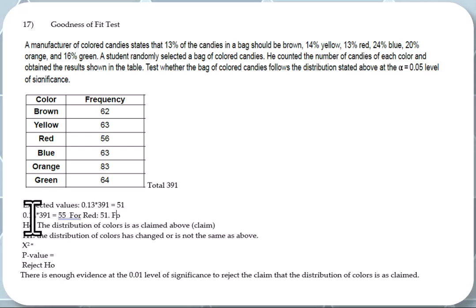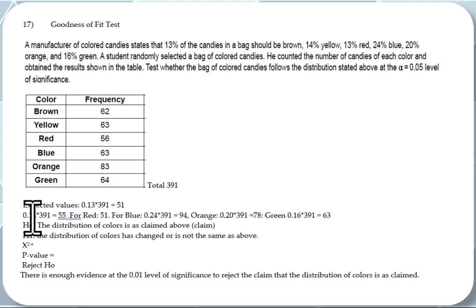For blue, it should be 24%, so 0.24 times 391, which is 94. For orange, we have 20%. So you have to do some manual work here. 0.20 times 391, which is 78 if you round it to the nearest whole number. And finally, 16% green, 0.16 times 391, which is 63.